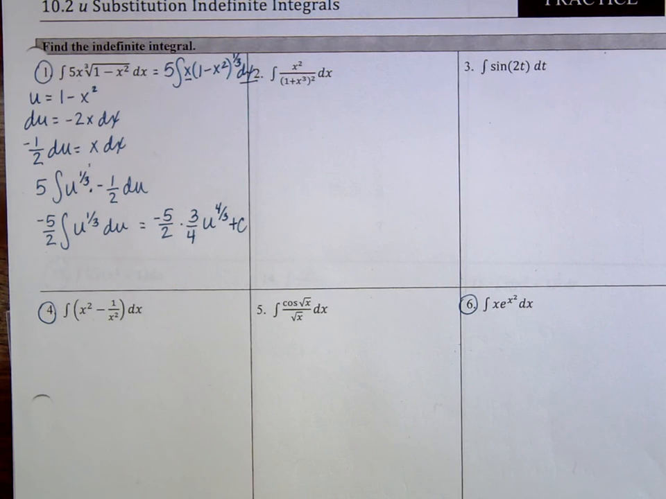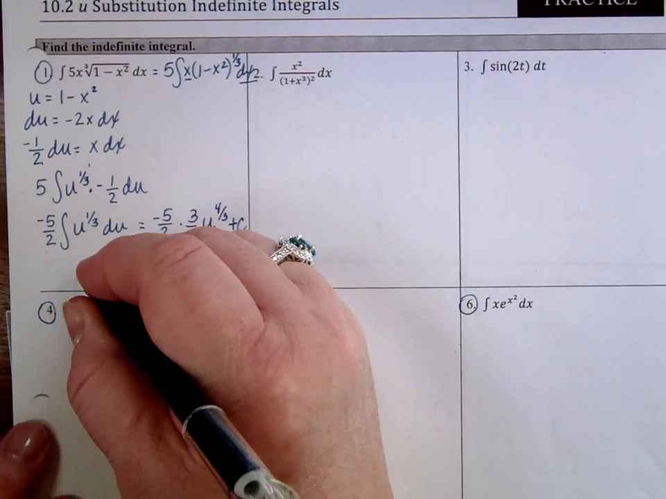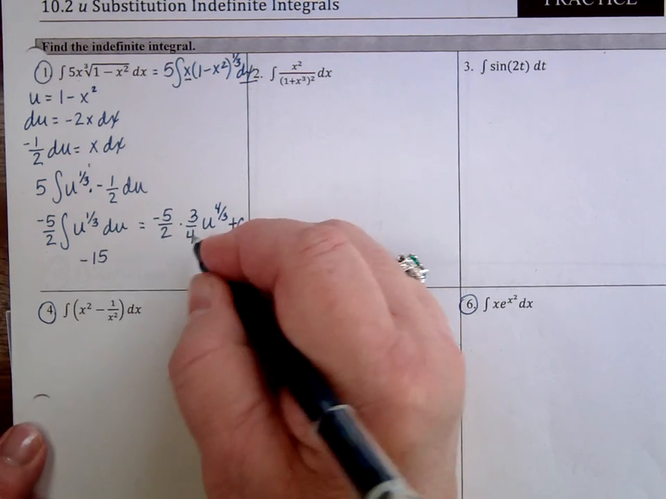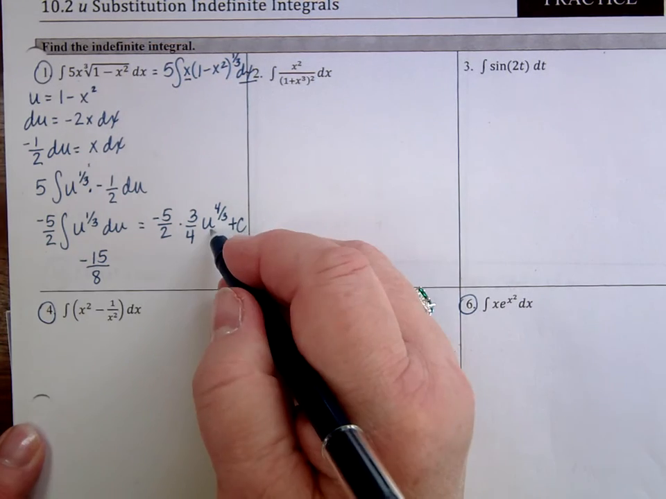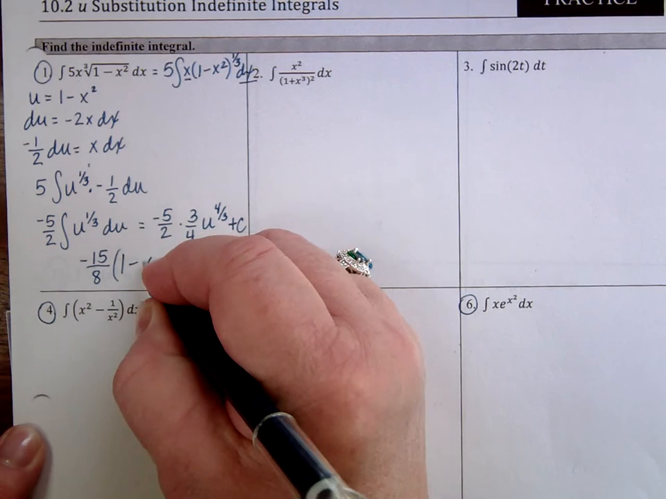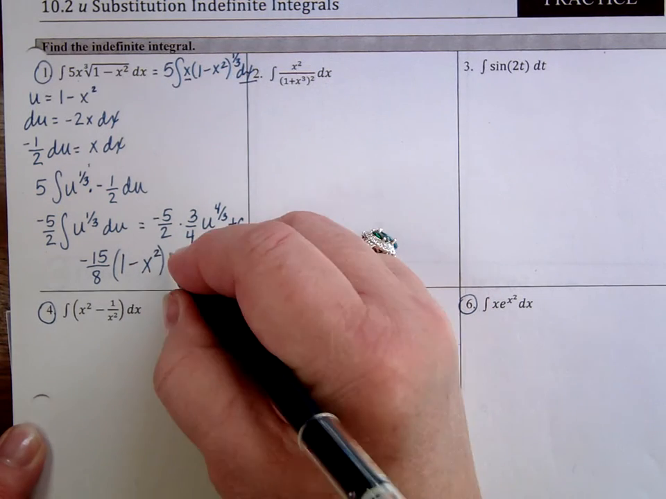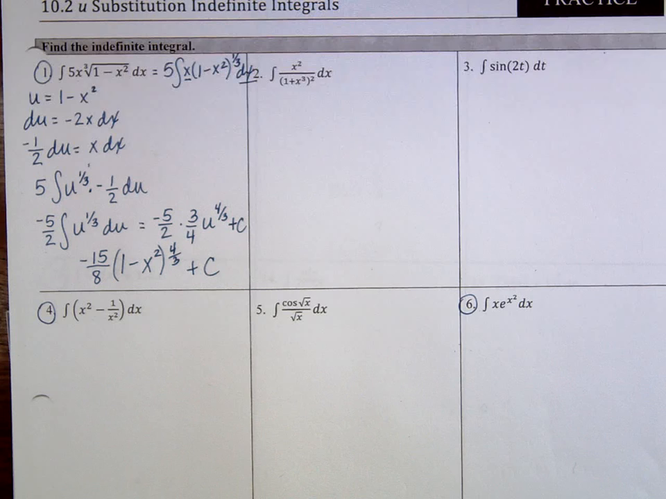And so what I'm going to do is multiply that together and simplify it. Negative 5 times 3 is negative 15. 2 times 4 is 8. And then I'm going to replace the u with what u is: 1 minus x squared, raised to the 4/3 power, and then it's a plus C. And so that is my final answer for number 1. There's a lot of fraction stuff going on in that.